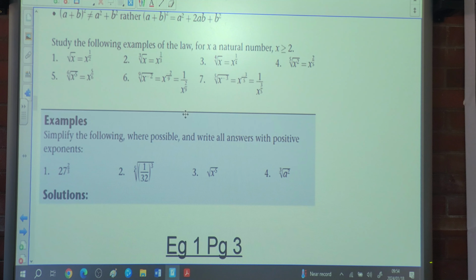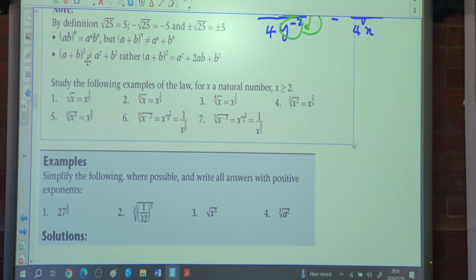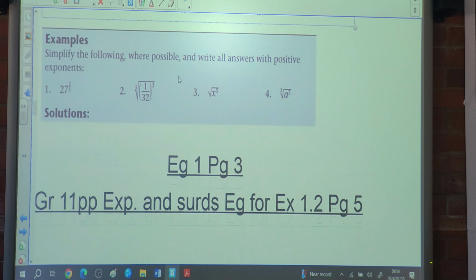And something that we highlighted here as well, a commonly made error, is that (a plus b) squared is not a squared plus b squared. However, the binomial square has to be applied there, or we write it out twice and multiply it out.